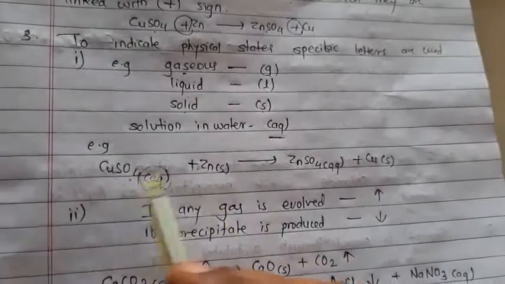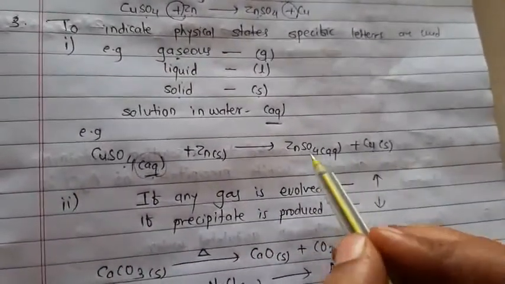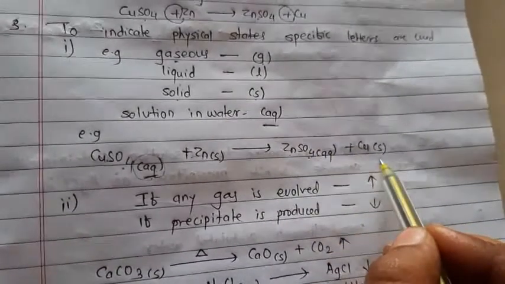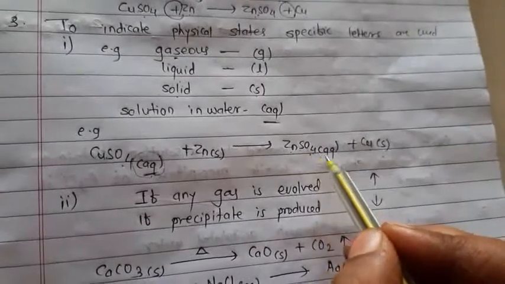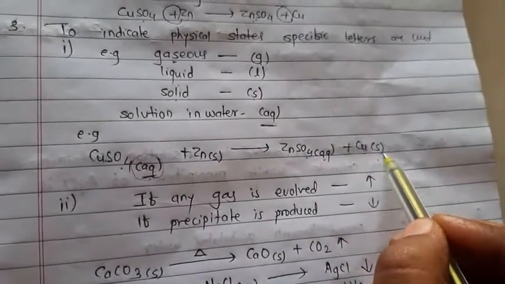When they react with each other, products are these ZnSO4 and Cu. The products whatever are formed, ZnSO4 and Cu, their states are indicated here. ZnSO4 is in aqueous state and Cu is in solid state.